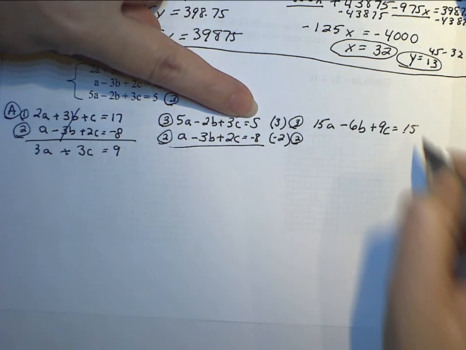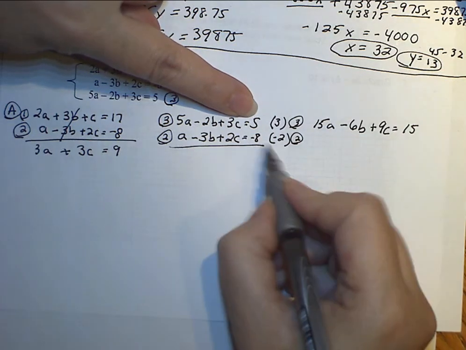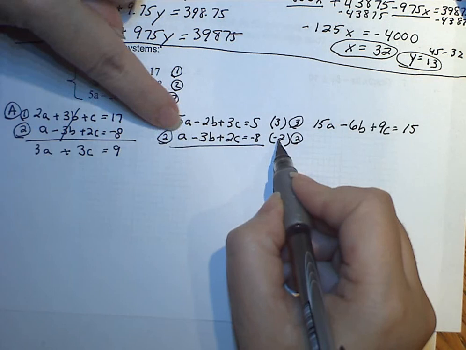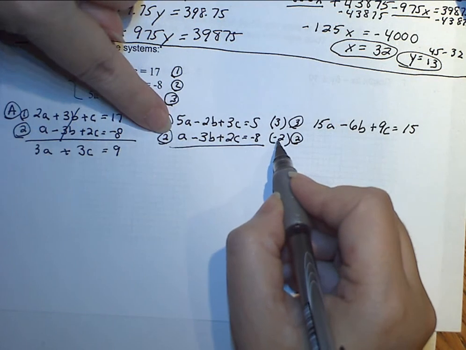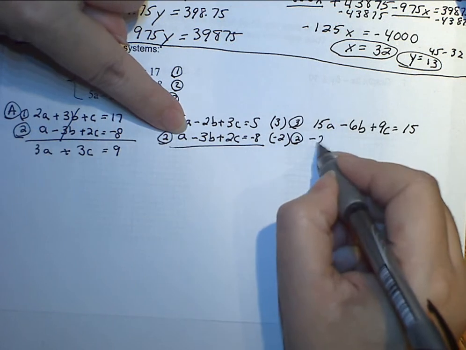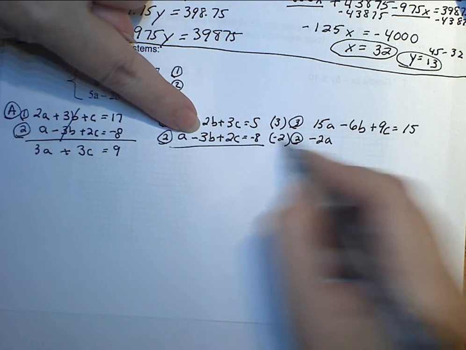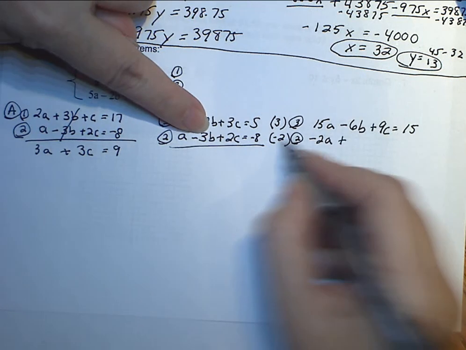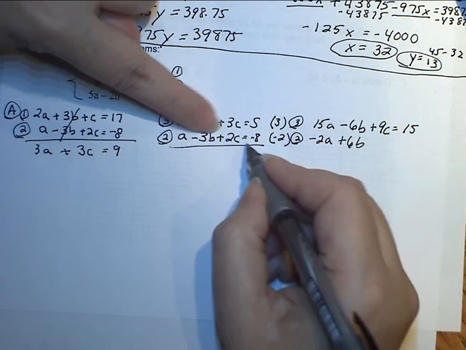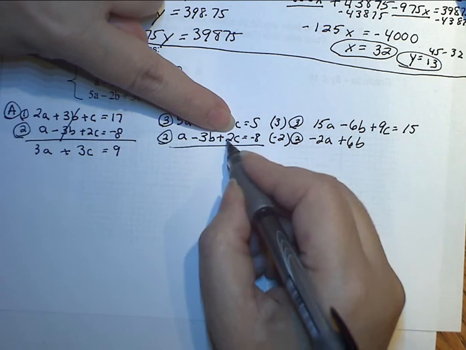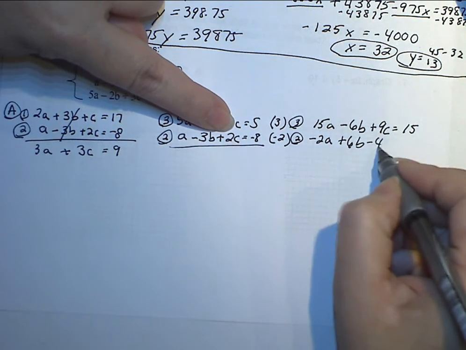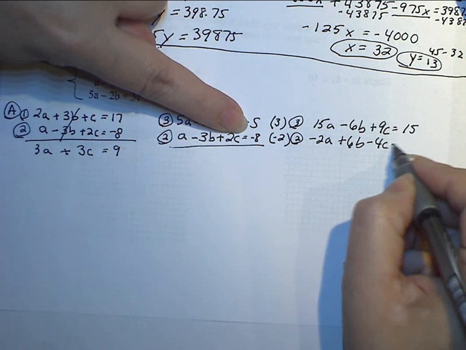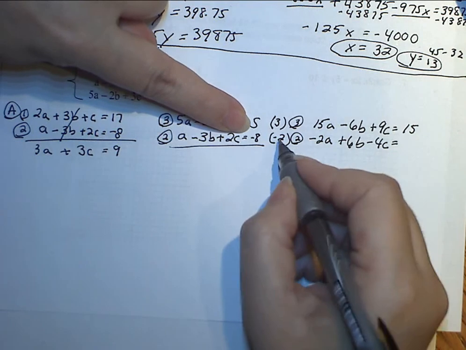Then I have to take negative 2 times my second equation. So negative 2 times a is negative 2a. Negative, negative, make a positive. 2 times 3 is 6b. And negative 2 times 2 is a negative 4c is equal to negative, negative is positive, 8 times 2 is 16.